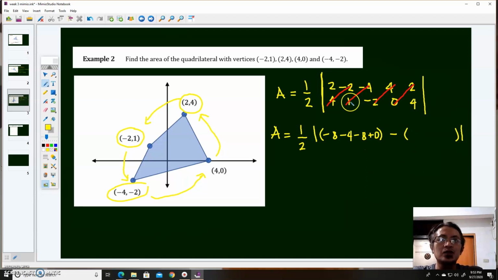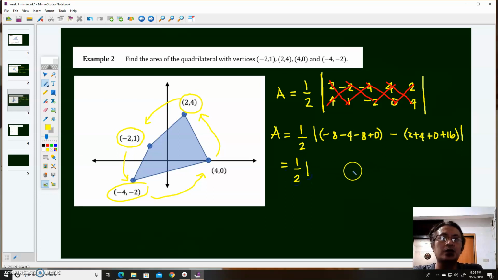Now, the other group, the sum of which we will subtract from the first group, would have to be this. That's why it's called the shoelace. There. And 2 times 1, that's 2. Negative 2 times negative 2 is plus 4. Negative 4 times 0 is a plus 0. And then 4 times 4 is a plus 16. There. And all we need to do is simplify this.